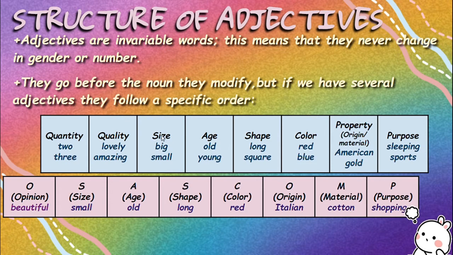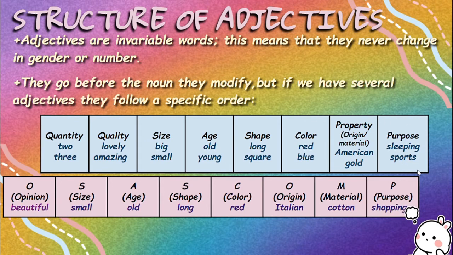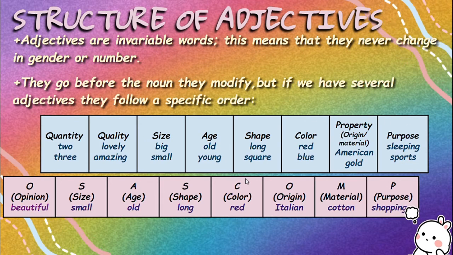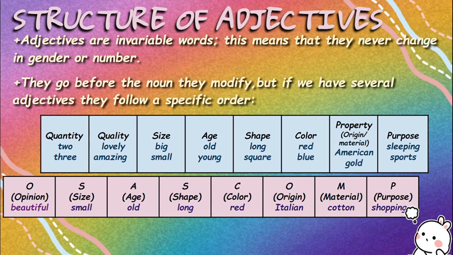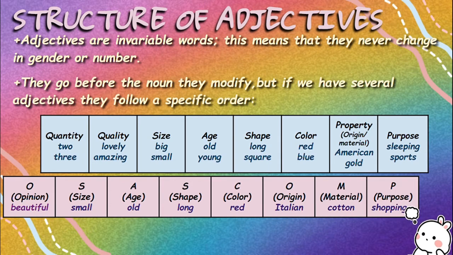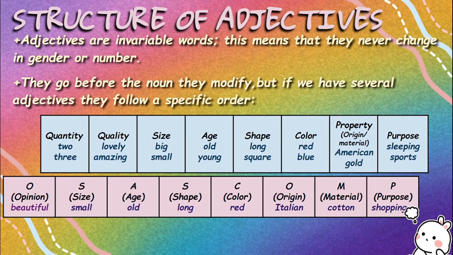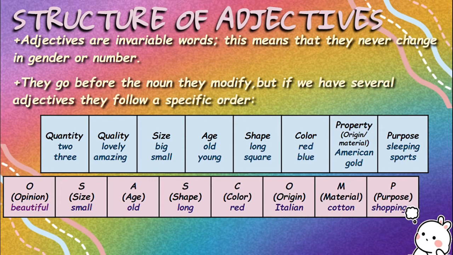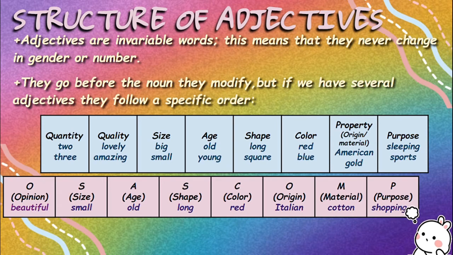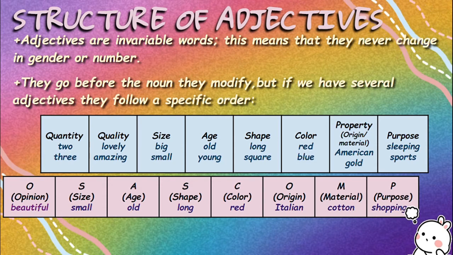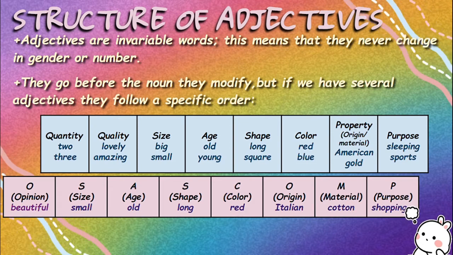Here you have some examples of each category, and we have the acronym to help us remember the order of adjectives, and this acronym is OSASCOMP. O is for opinion, S is for size, A is for age, S is for shape, C is for color, O is for origin, M is for material, and P for purpose.